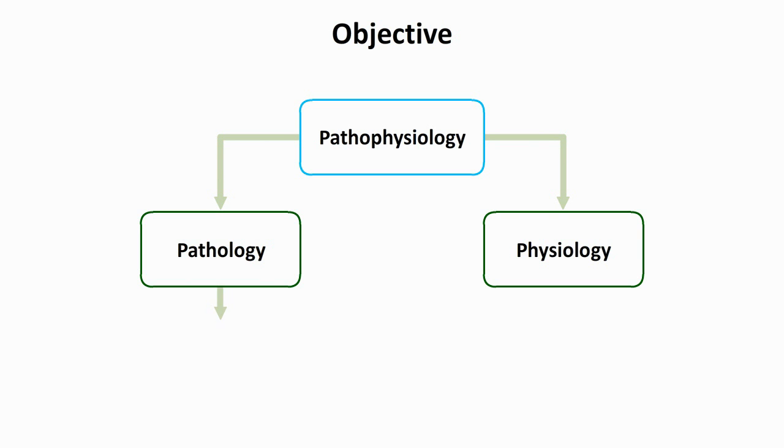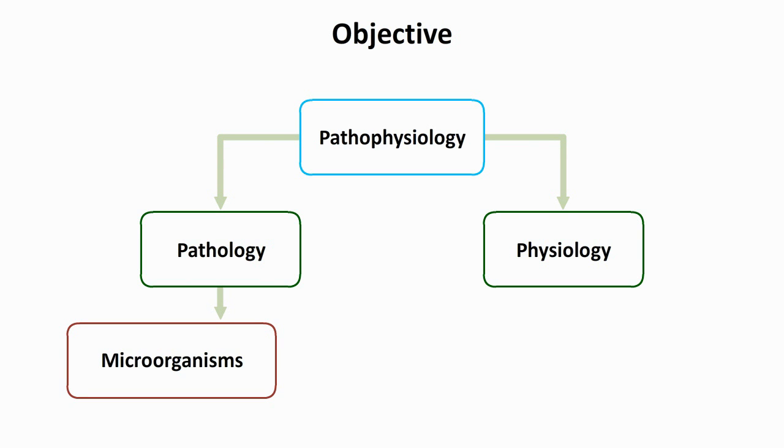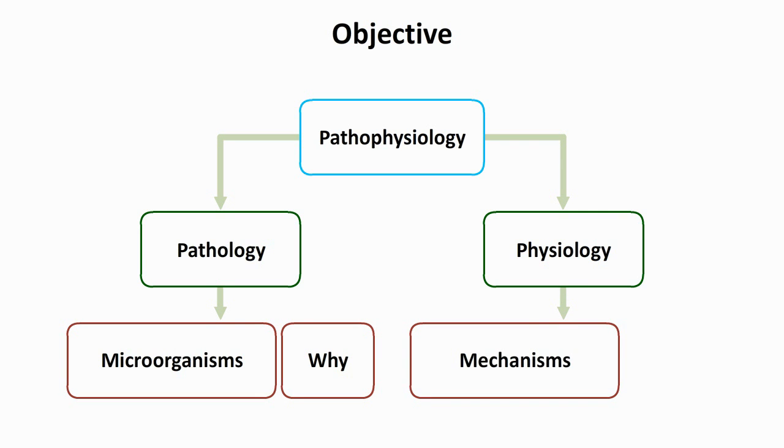Pathology is the study of microorganisms causing any disease. So, here we learn about why pneumonia occurs. Physiology is the study of mechanisms operating within any organism. And so here we learn about how pneumonia occurs. In all, we're going to learn about the disease mechanism of pneumonia.